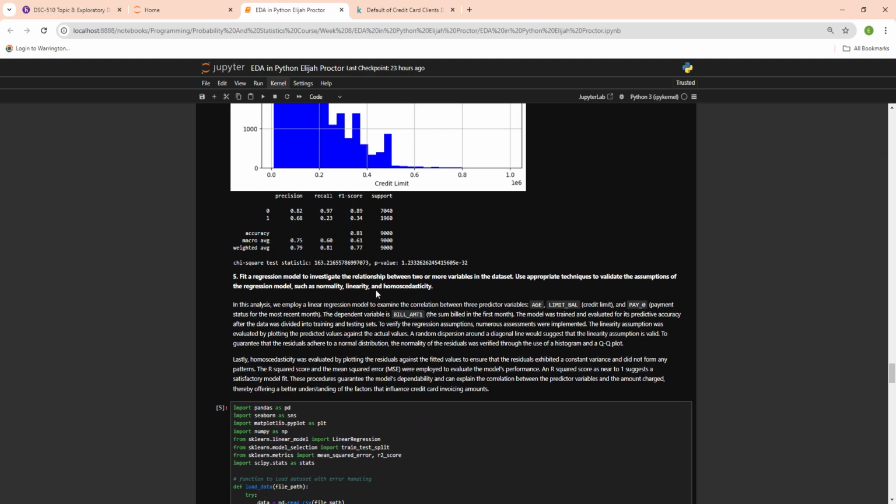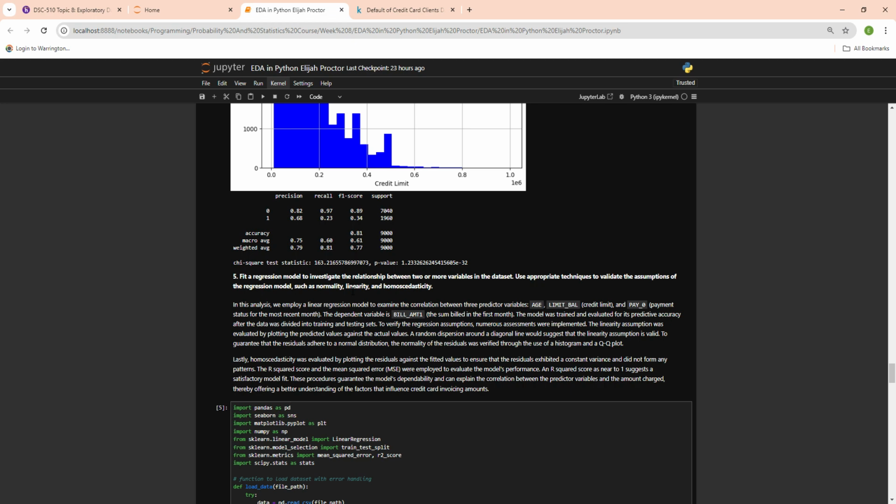Let's go over this little report that we had created. So we're in this EDA, we have a linear regression model to explore the relationship between three variables: our age, our credit limit, and our recent payment status. The target variable is the billing amount, which is the amount billed in the first month. After splitting the data into training and testing sets, we have a model that was trained and assessed for its predictive accuracy. And we performed various checks to ensure that the assumptions of regression were met.